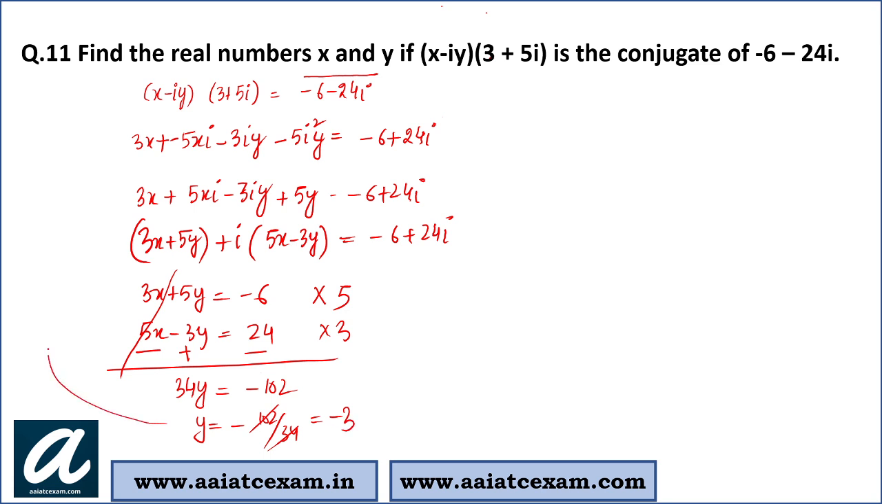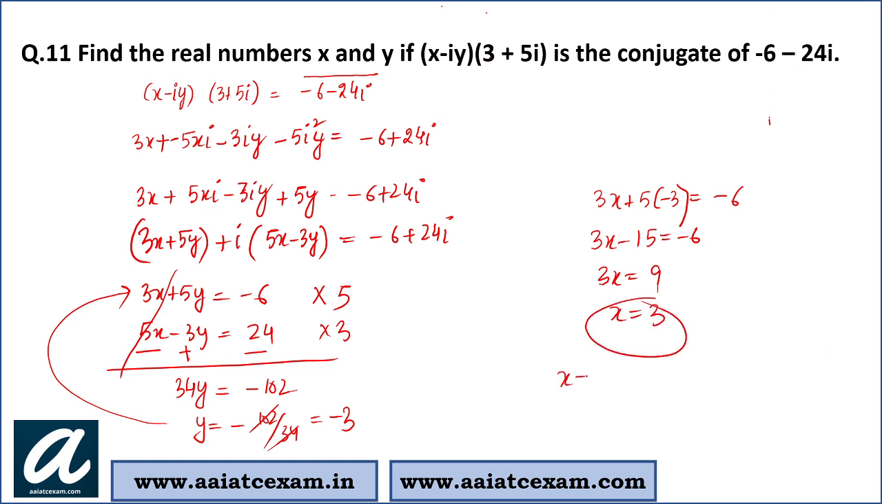So substitute this y equal to minus 3 in equation number 1. So 3x plus 5y, that is 5 into minus 3, this should be equal to minus 6, students. From here you'll get 3x minus 15 equal to minus 6, and 3x equal to 9, and x equal to 3. So these are your answer. x is equal to 3 and y is equal to minus 3.